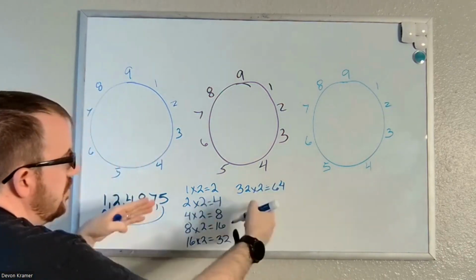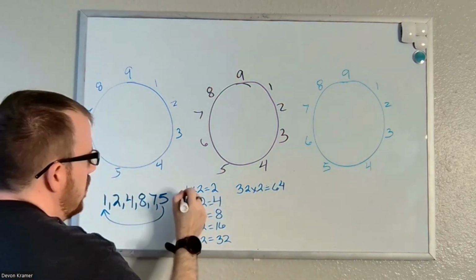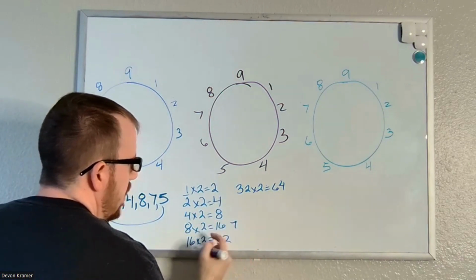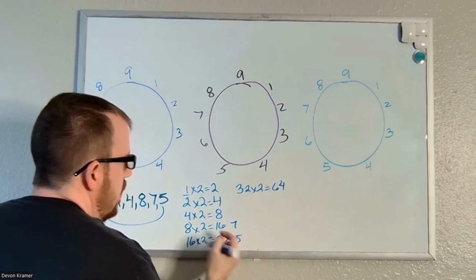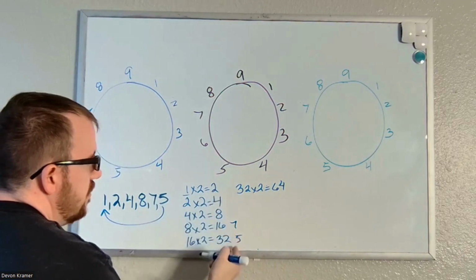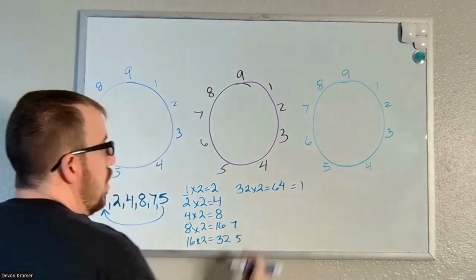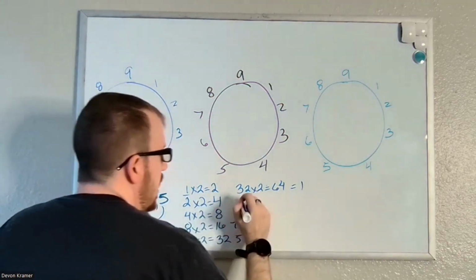Okay, the reason I'm doing this is because you started with 1. 1, 2, 4, 8. 1 plus 6 is 7. 3 plus 2 is 5. So 1, 2, 4, 8, 7, 5. 6 plus 4 is 10. 1 plus 0 is 1. And then 1. Start all over again.